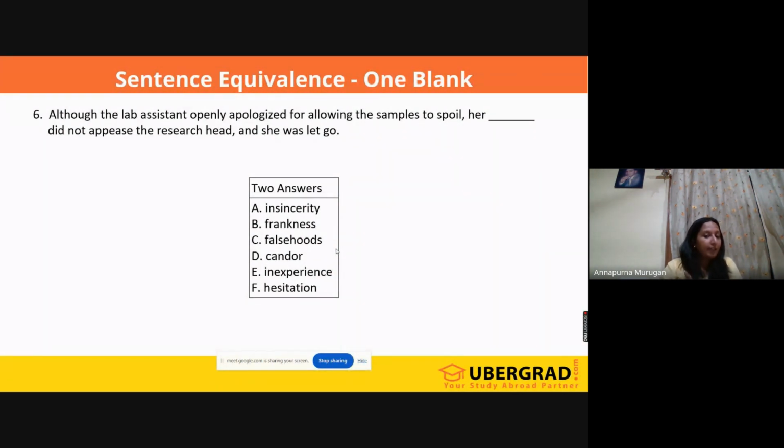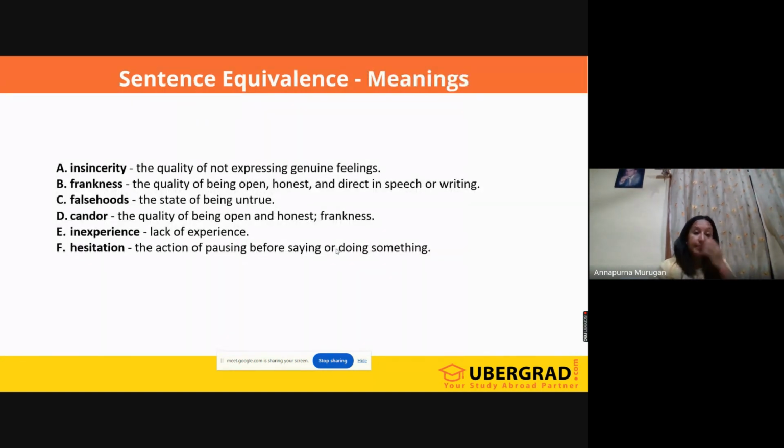Yeah, very good. Frankness is there. Another one is candor. Why? Falsehood, no. Inexperience, no. Hesitation, no. Therefore what do we need to have? Something related to honesty. So related to honesty, it is frankness and candor. Got it? You can see here the meaning also is the same.